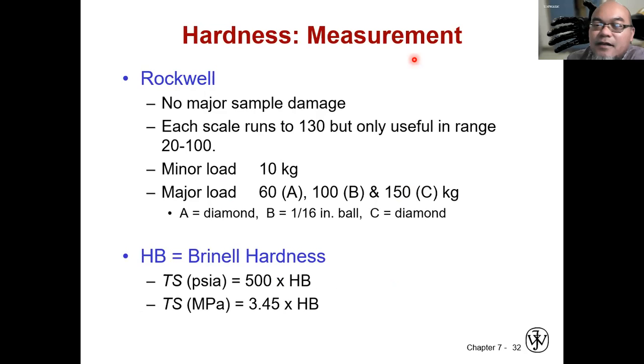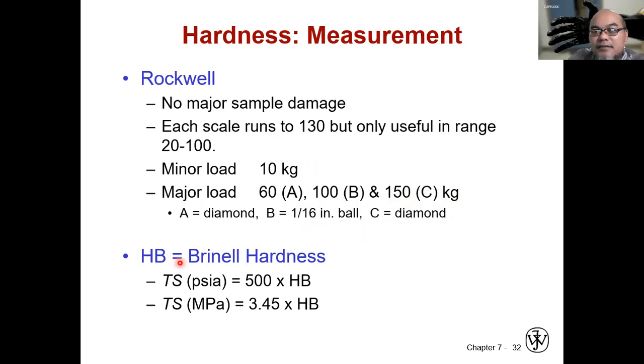The measurement of hardness can be expressed in the Rockwell scale or HB, the Brinell hardness scale. Using Rockwell, there will be no major sample damage. Each scale runs to 150, but is only useful in the range 20 to 100. You can put a minor load of 10 kilogram. If you have a diamond as the indenter, you put as the major load only up to 60 kilogram. But if it is a 1/16 inch ball, up to 100 kilogram. Diamond with major load could be up to 150 kilogram.